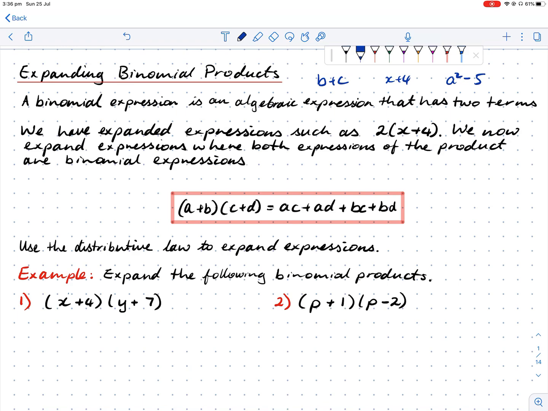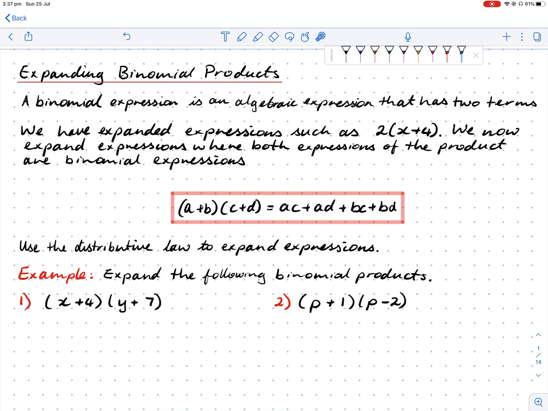Now what we're going to do today is look at expanding binomial products. So it's like we're taking two of these things and multiplying them together. And what we want to do is work out what the expression looks like when we expand these. Just to start off, we have expanded expressions before, and usually we've looked at things where we've got a number and then a bracket. So what we would do with that is we'd take that number and times it by everything on the inside. If we have two lots of brackets, we need to find another way to solve these.